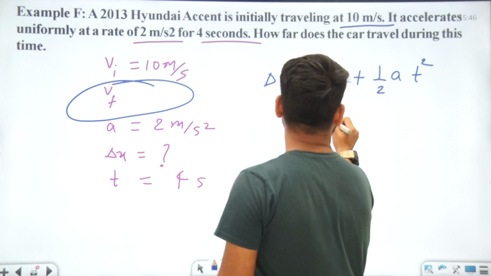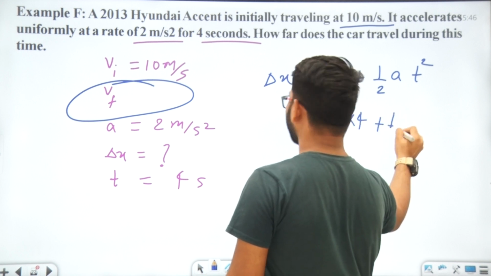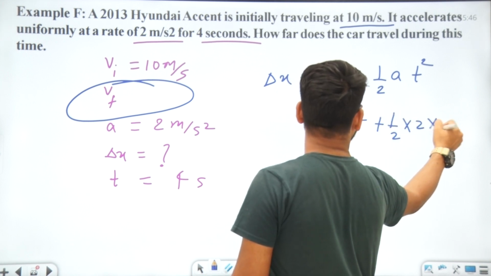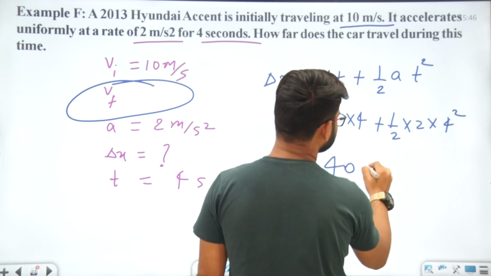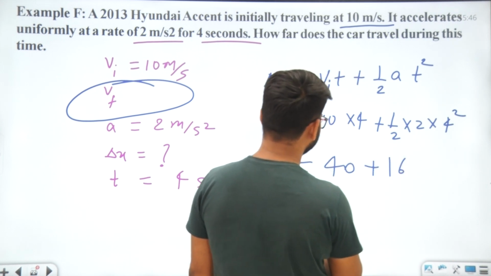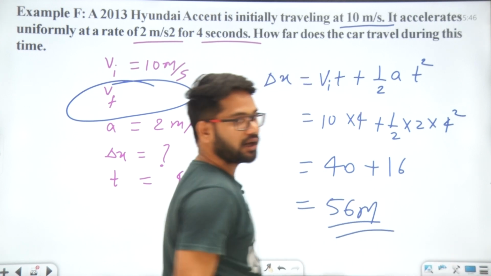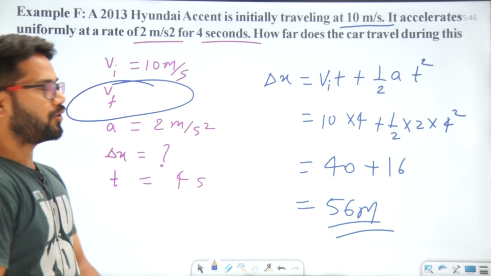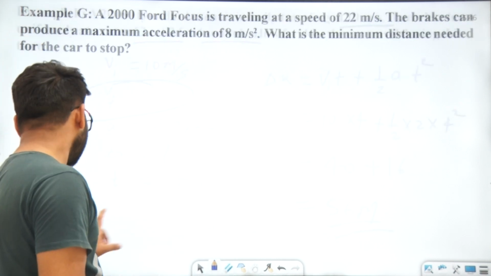10 into 4 plus half into 2 into 4 squared. So we got 40 plus 16, that means we got 56 meters. So this is the answer. I hope you understand this question and concepts. Let's take another example.